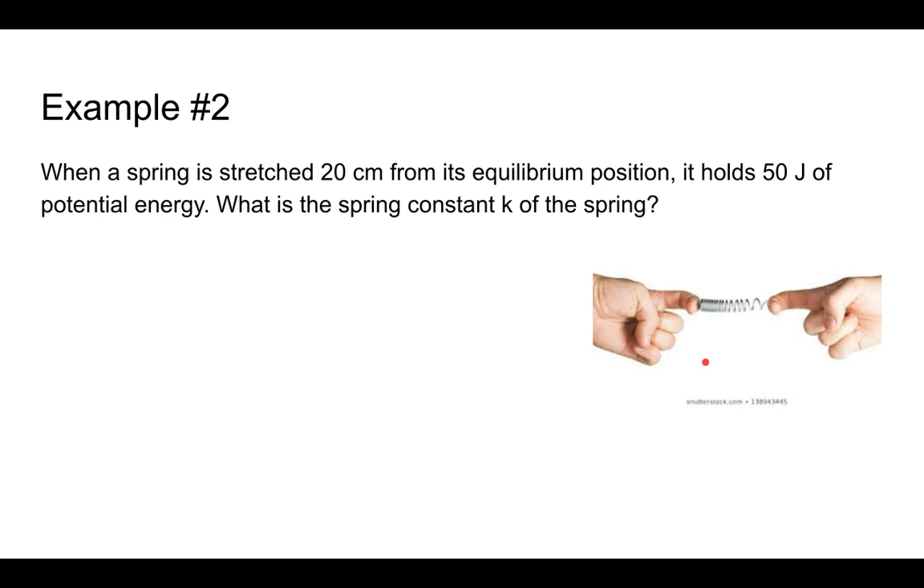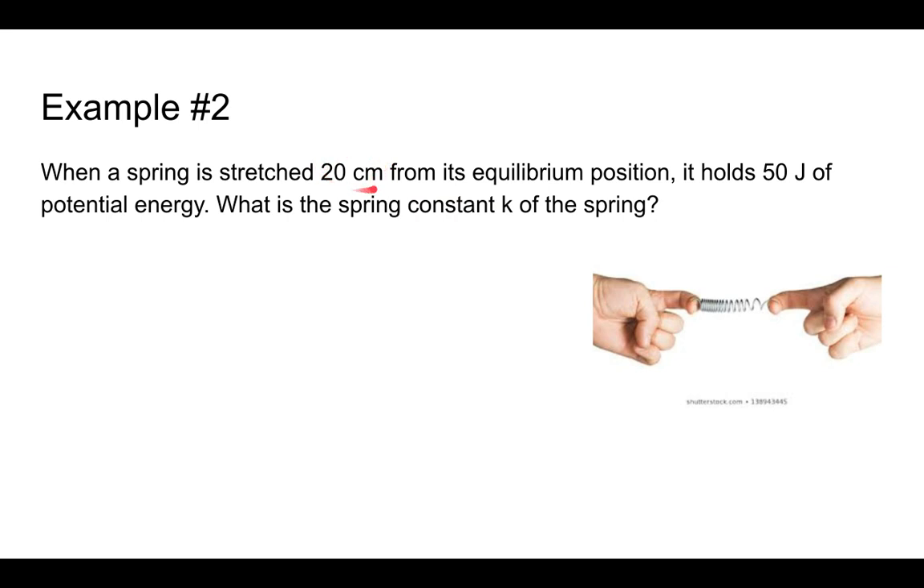All right, so our second example: when a spring is stretched 20 centimeters from its equilibrium position, it holds 50 joules of potential energy. What is the spring constant k of the spring? So again, let's write down our givens. We know that it says a spring is stretched 20 centimeters. So this right here is the amount of stretch, or our x in that equation.